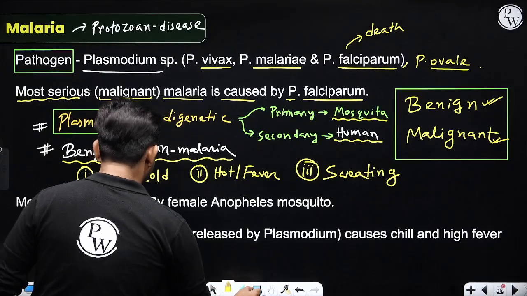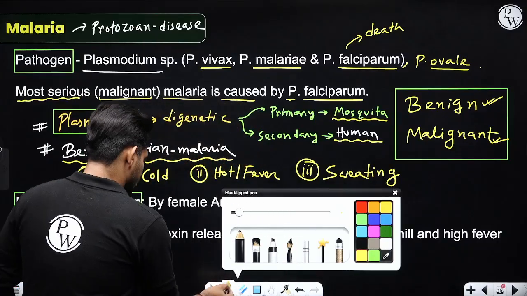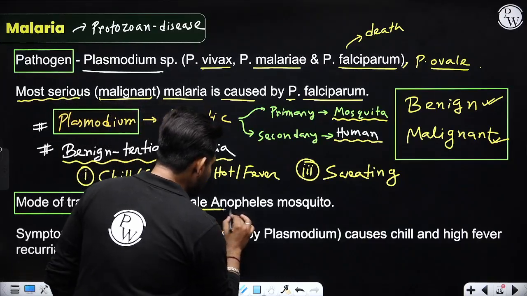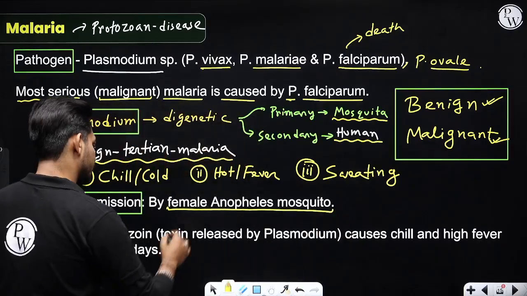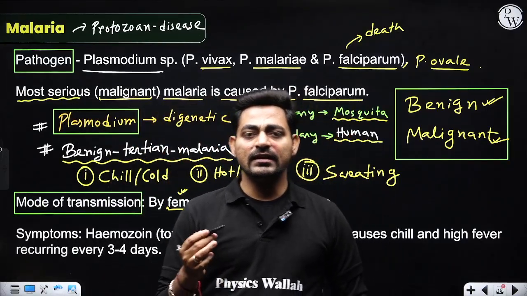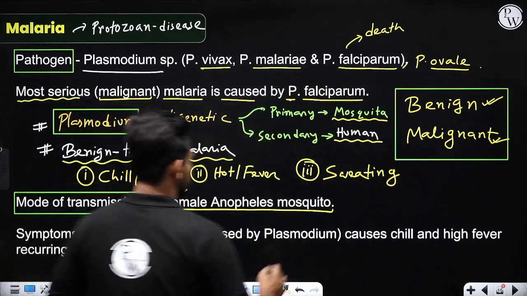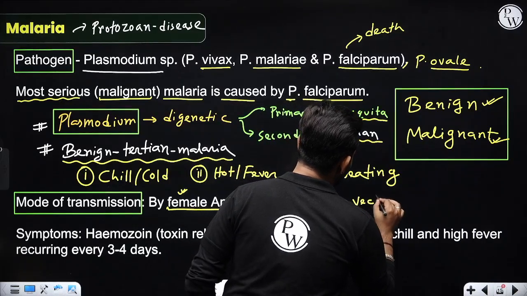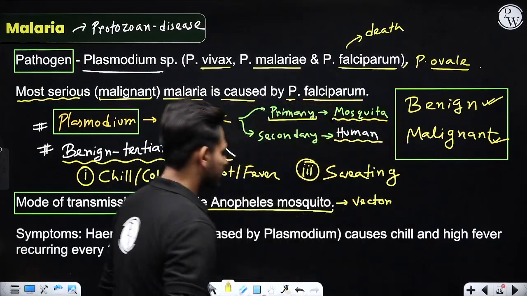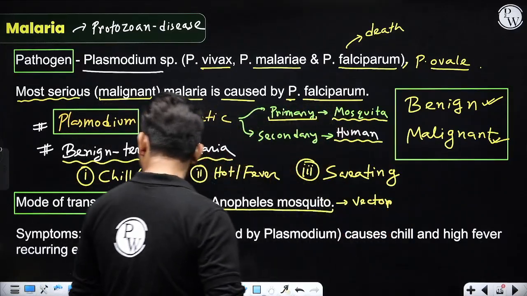Now we'll talk about the mode of transmission of Plasmodium. It will get transferred into humans by the bite of the female Anopheles mosquito. Remember, it's the female Anopheles mosquito. They are acting as the vector of this particular disease, as well as the primary host. Meaning they are also infected by Plasmodium.